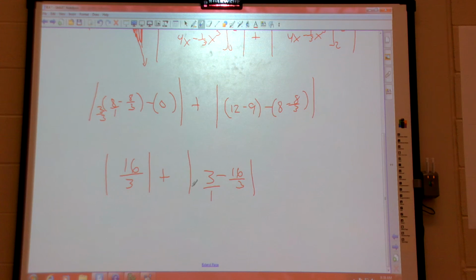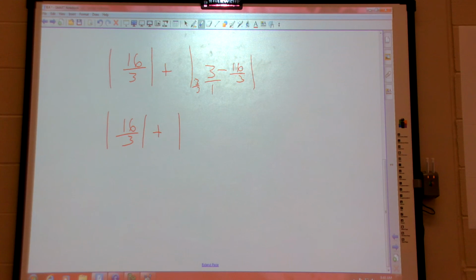Common denominator, 3 over 3, 9 minus 16, which is what? Negative, right? Then take the absolute value, so I really have 16/3 plus 7/3, which will give me 23/3. That is the true area there. We actually just looked at area, not negatives.